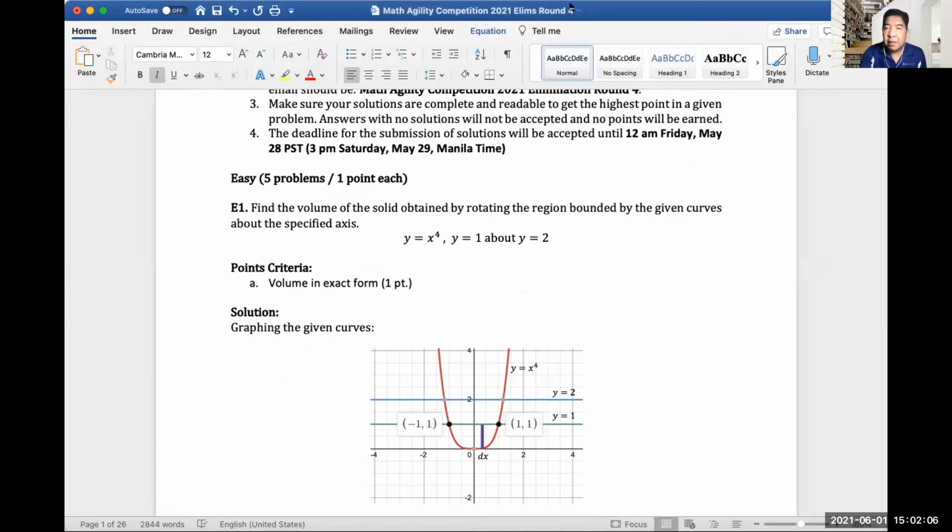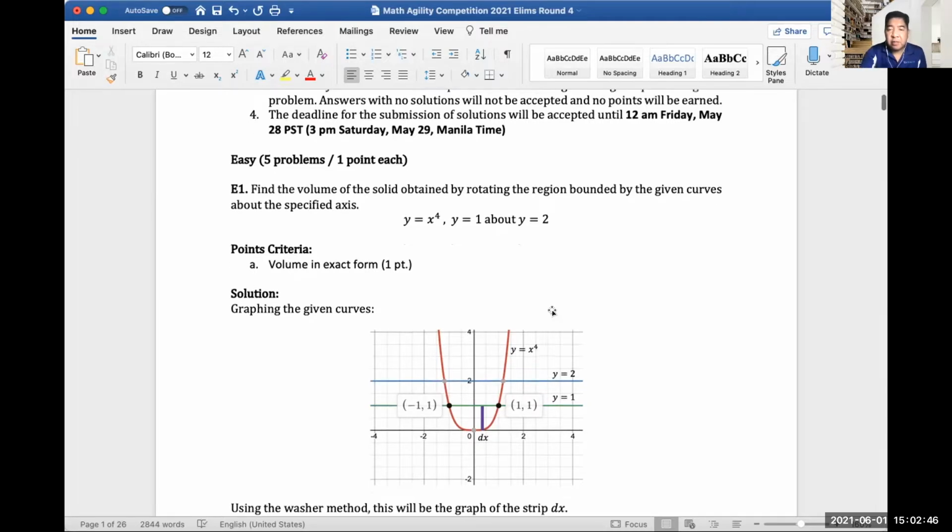Let me allow to annotate first. Okay, so for question number one, it says find the volume of the solid obtained by rotating the region bounded by the given curves about the specified axis. So the given curve is y equals x to the fourth and bounded by y equals 1, and it will be rotated about y equals 2. So that would be a horizontal line.